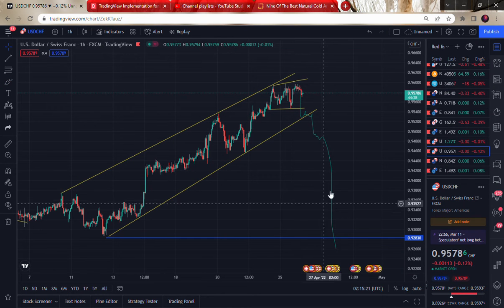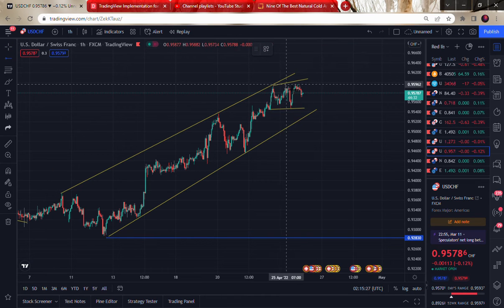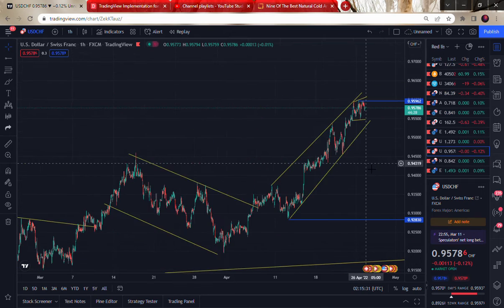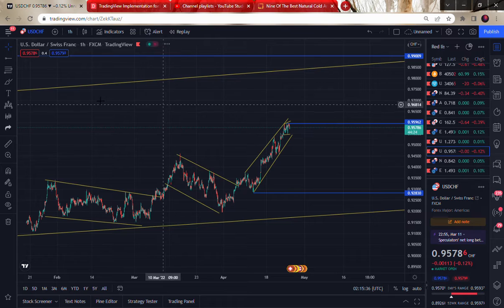But this does not mean that the market will be bullish. In the meantime, it doesn't mean that the market will be bearish either, but this is what can happen. So we'll be waiting for this move. We'll be waiting for a move like this.